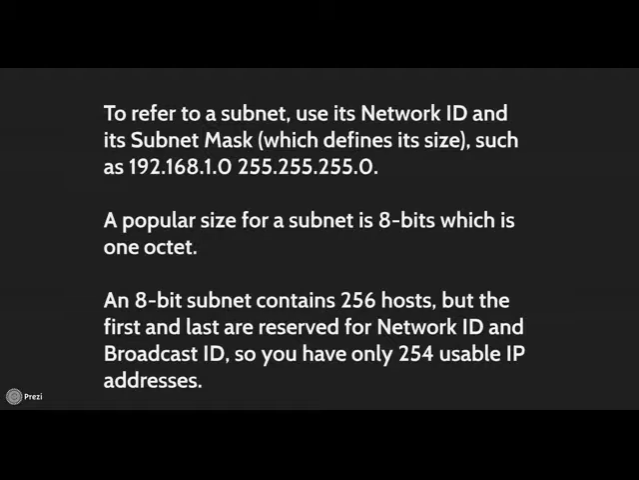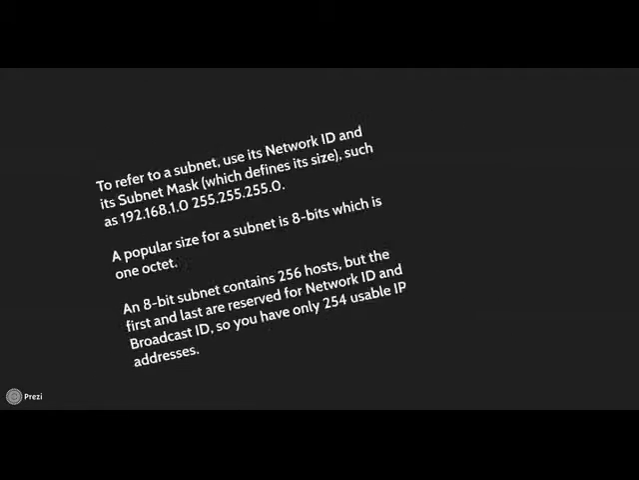A popular size for a subnet is 8 bits, which is 1 octet. So 255.255.255.0 is a classic Class C. As an 8-bit subnet, it contains 256 addresses, but the first and last are reserved for network ID and broadcast ID. So really, you only have 254 usable IP addresses in that example network.